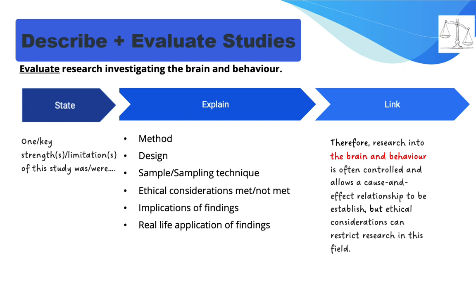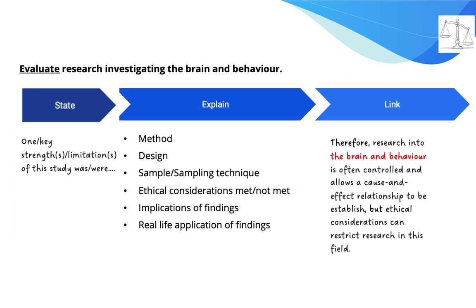So when evaluating research, we can think about the method that was used, the design that was used if it was an experiment, the sample and the technique that was used to gather the sample, ethical considerations and whether these were met or whether they were not met, implications of the findings, and any real-life application of findings as well. All of these are possible points to consider when you're asked to evaluate research.